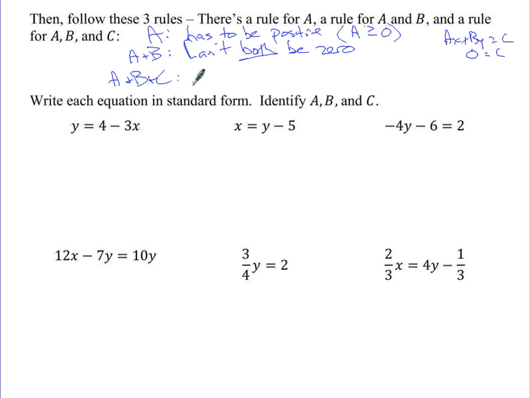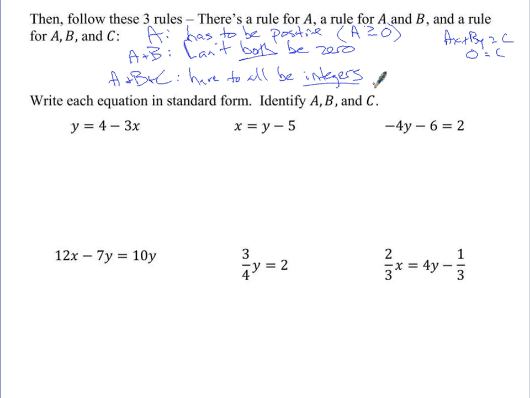The third rule for A and B and C is no fractions, no decimals. So they have to all be integers. Technically, there's another part to that with a GCF of 1, but we don't know what that is yet. Do we know what a GCF is? Greatest common factor. Do we know how to factor yet? Have we factored out greatest common factors from 3 terms? I don't think we have. So we're going to leave off that last part.